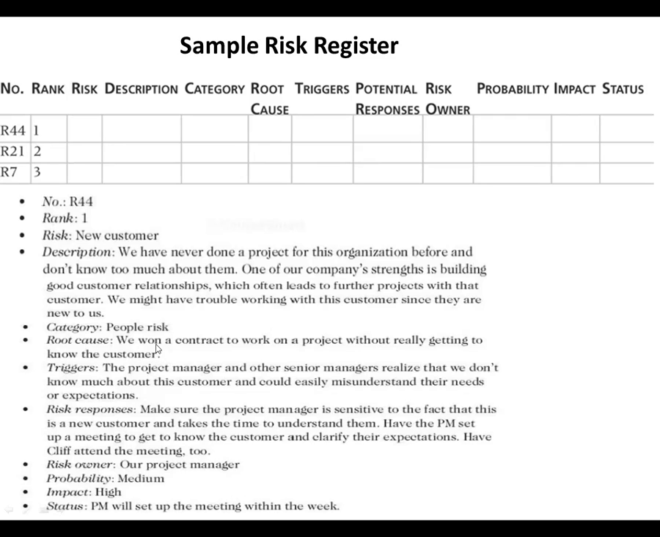And there should be a root cause and triggers. And we have to think about a good risk response as well. So there's this risk owner, and the probability and the impact.